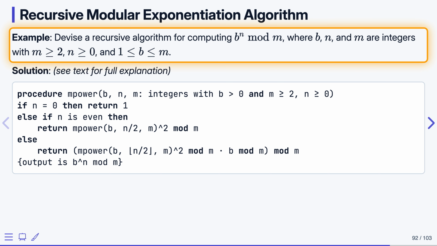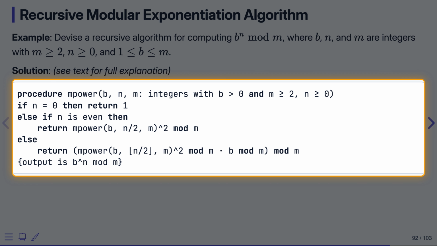Now let's compute b to the power n mod m. This is a fast method. If n equals 0, we return 1. If n is even, we compute the power for half of n, square it, then take mod m. If n is odd, we do the same for the floor of n over 2, square it, take mod m, then multiply by b mod m, and take mod m again. Splitting n in half each time makes this much faster than multiplying b by itself n times.